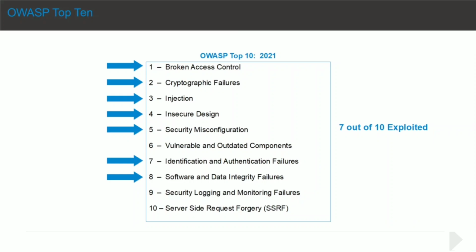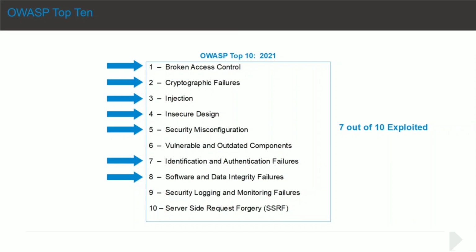Identification and authentication failures, we saw that when we were stealing cookies, we saw that when we were posing as other users, we saw that when we attacked the knowledge-based authentication, that secret question and answer scenario that you see so many times. So we beat number 7 up pretty good as well.